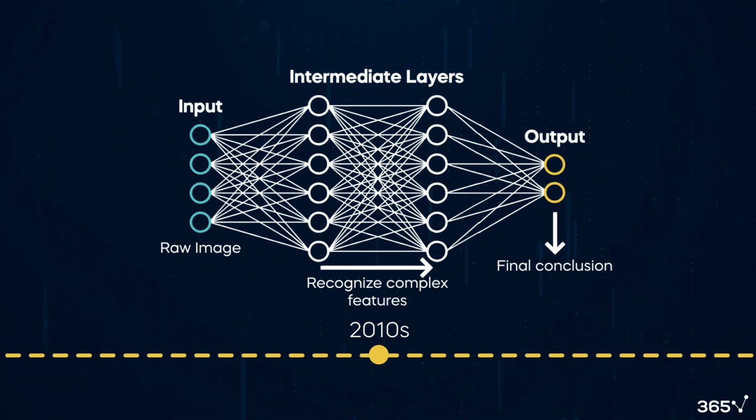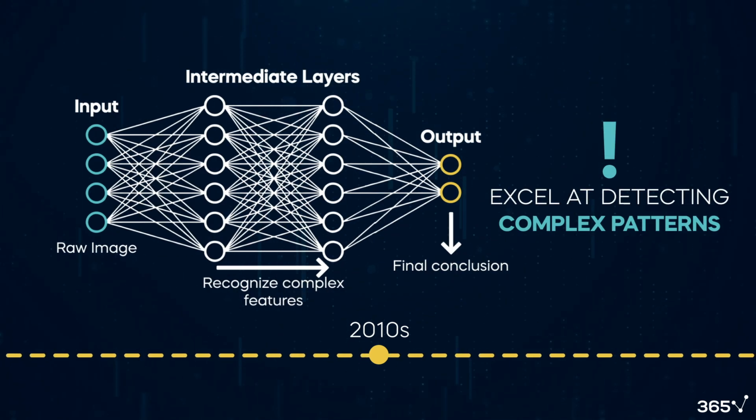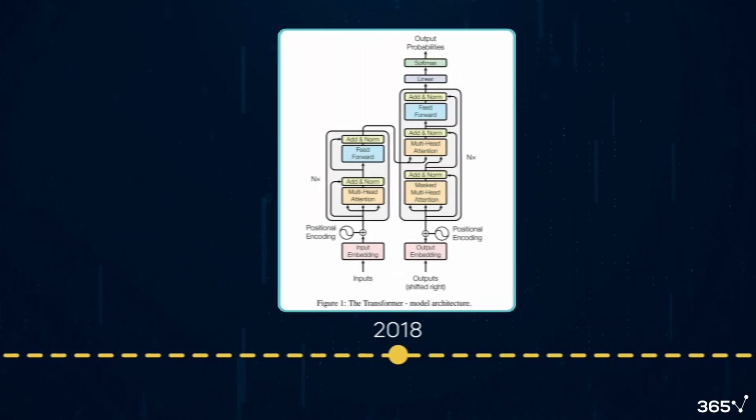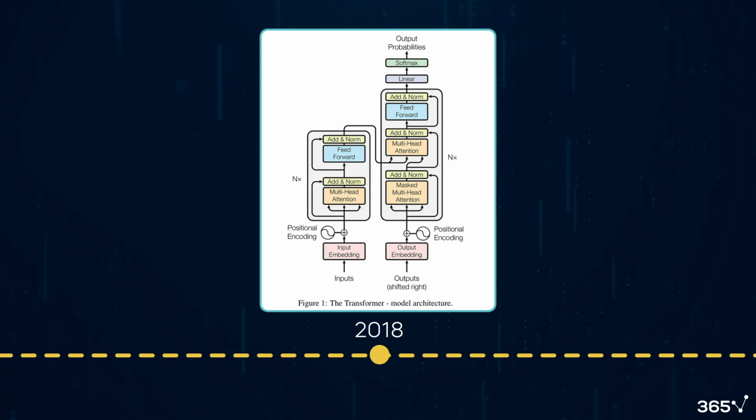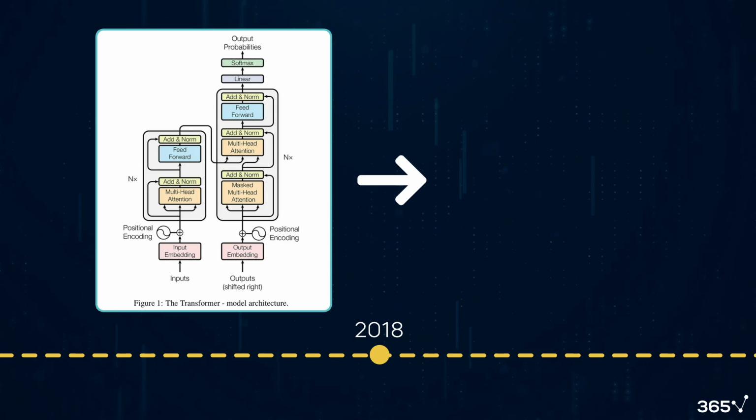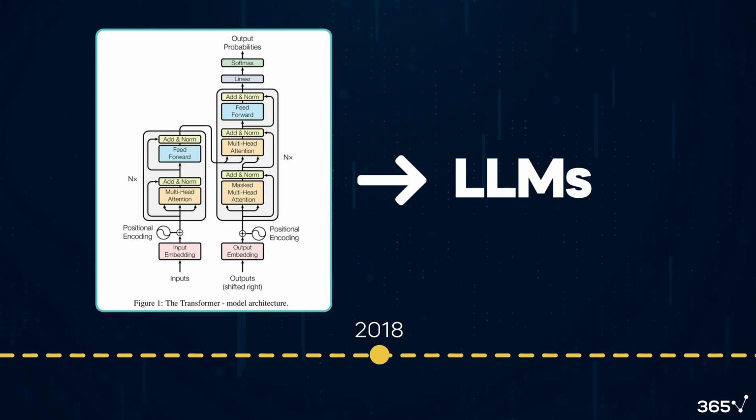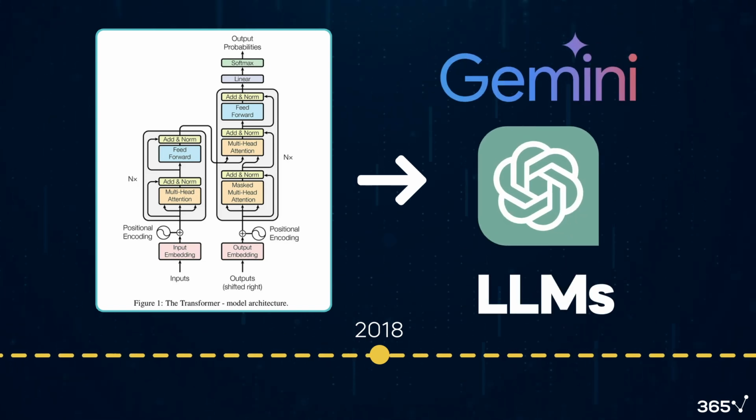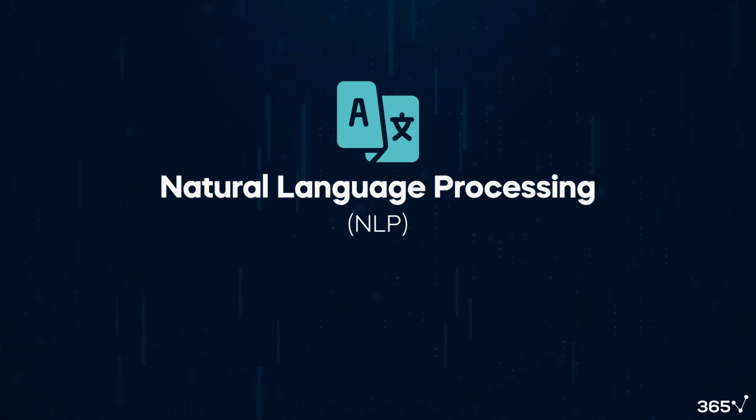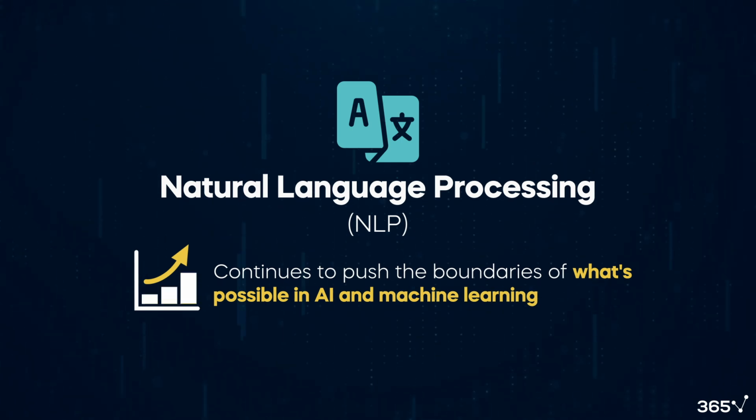This is because neural networks, with their deep, multi-layered structures, excel at detecting complex patterns beyond the reach of conventional machine learning methods. Transformer architecture, introduced in 2018, is one of the most recent innovations. It revolutionized the NLP field and led to the creation of large language models. This architecture made the development of LLMs like GPT and Gemini possible. Natural language processing, AI's linguistic ability, is a rapidly evolving field that continues to push the boundaries of what's possible in AI and machine learning.